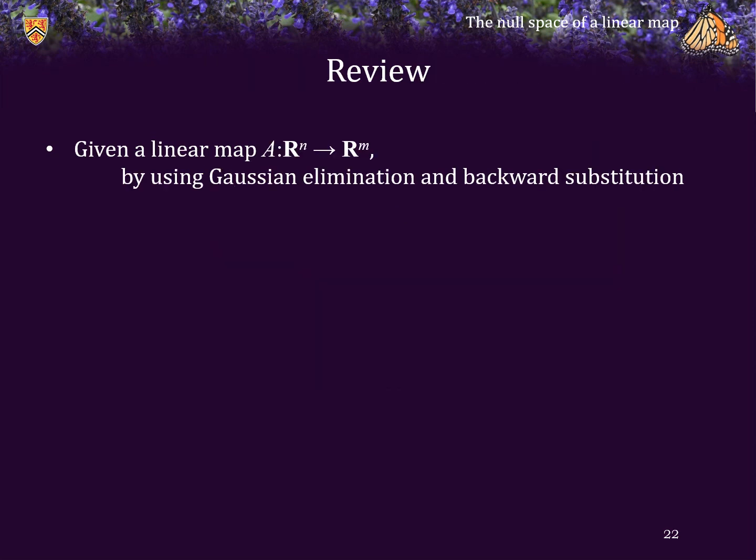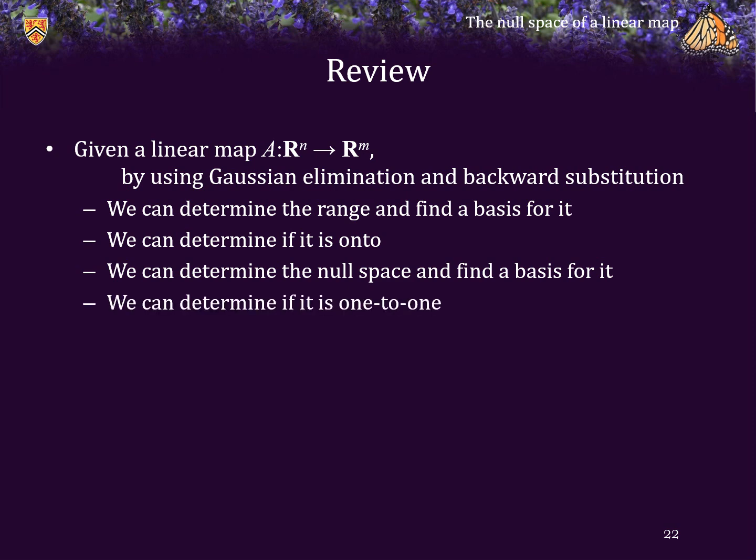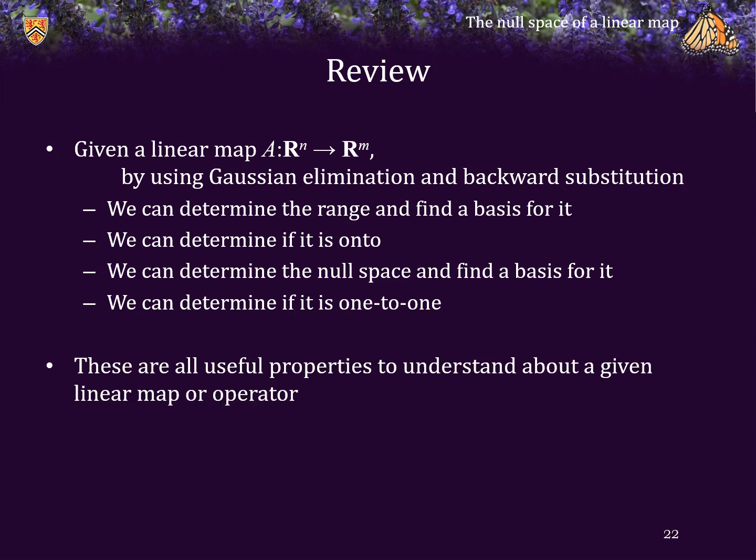Consequently, given a linear map A mapping Rn to Rm, by using Gaussian elimination and backward substitution, we can determine the range of that linear map, and we can find a basis for that range. We can also determine if the map is onto. We can determine the null space, and we can find a basis for that null space. We can also determine if the linear map is 1-to-1. All of these are useful properties to understand about a given linear map or operator.